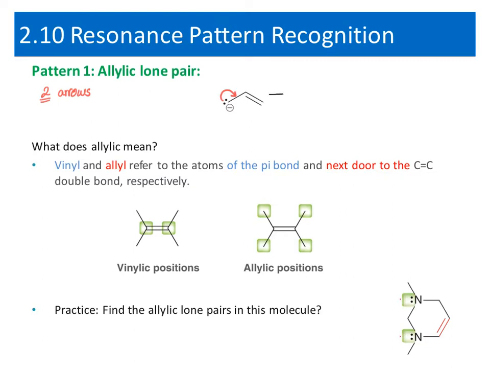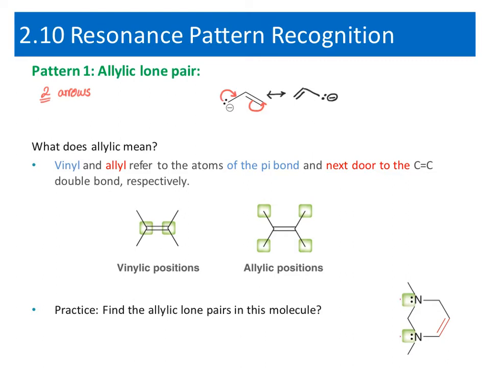Let me draw the resonance sign here. And the next arrow goes from the double bond to make a lone pair of electrons, right here. Then we need to calculate the formal charge, and carbon gets a -1 charge. So this is how we draw the resonance structure when we have an allylic lone pair.